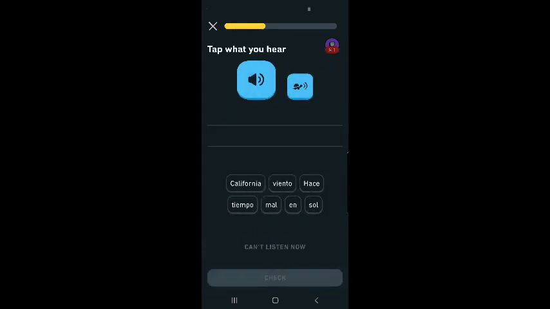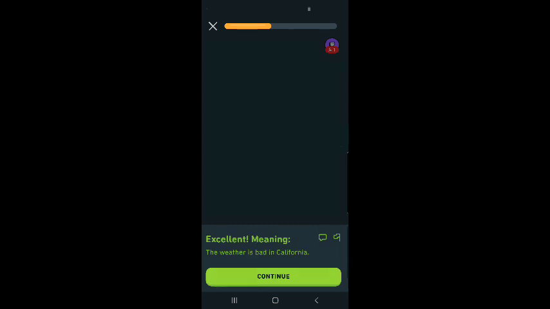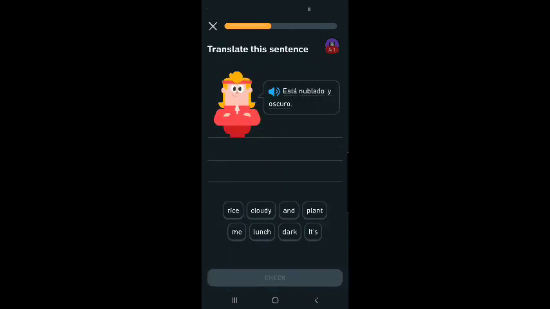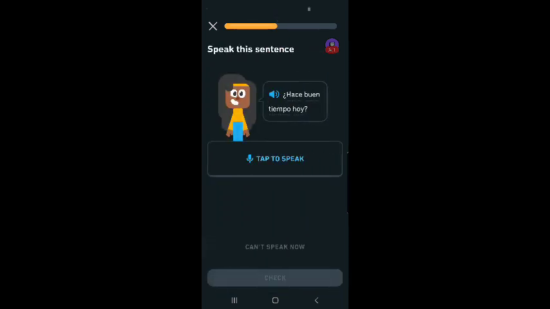Hace mal tiempo en California. There, it makes bad weather in California. Weather is bad in California. Está nublado y oscuro. It's cloudy. Y oscuro. And dark. Está nublado y oscuro. It's cloudy and dark. ¿Hace buen tiempo hoy? Hace buen tiempo hoy.